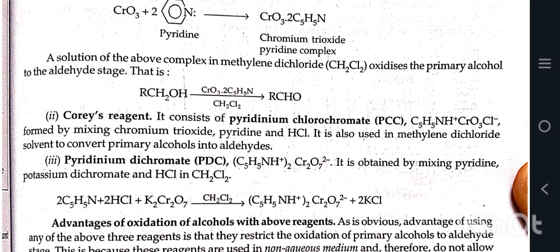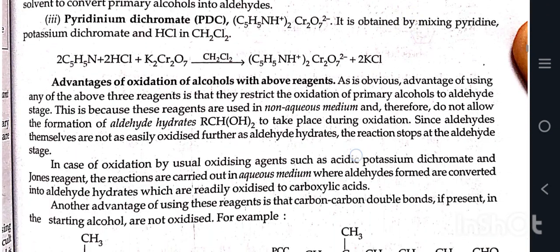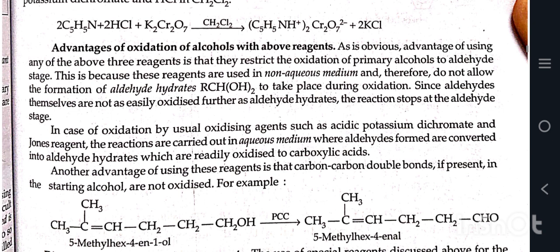2 moles of C5H5N plus 2 moles of HCl plus K2Cr2O7, on oxidation in presence of CH2Cl2, gives (C5H5NH+)2 Cr2O7 2- plus 2 moles of KCl. Advantages of oxidation of alcohols with above reagents. An obvious advantage of using any of the above three reagents is that they restrict the oxidation of primary alcohol to aldehyde stage.